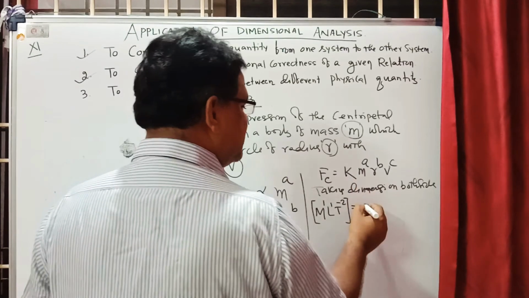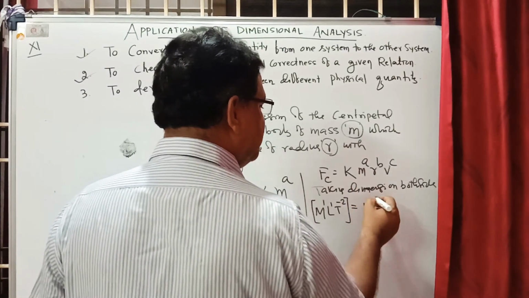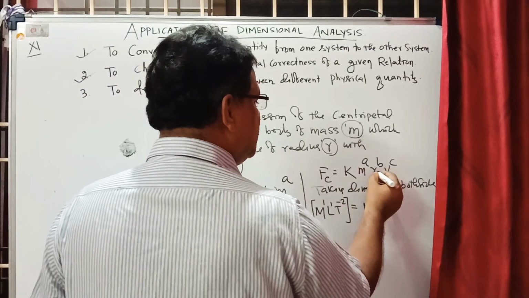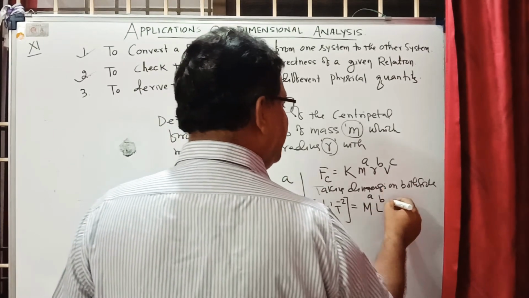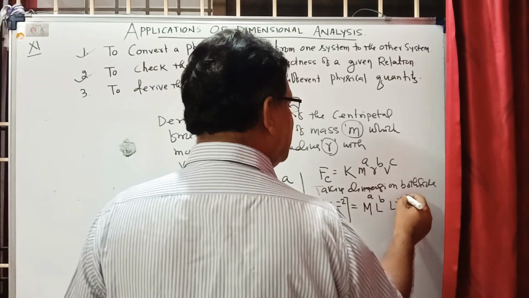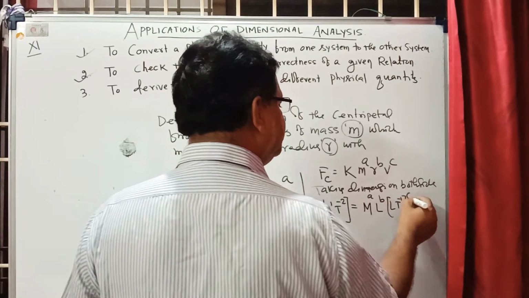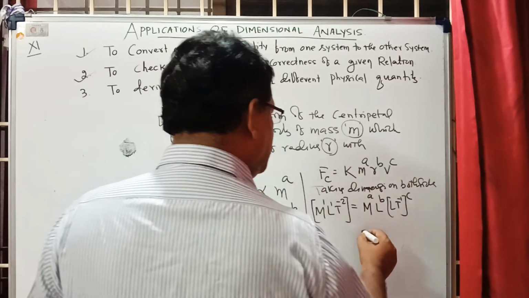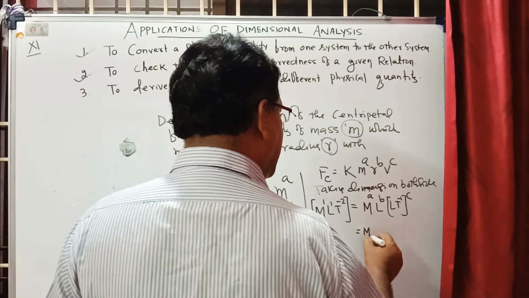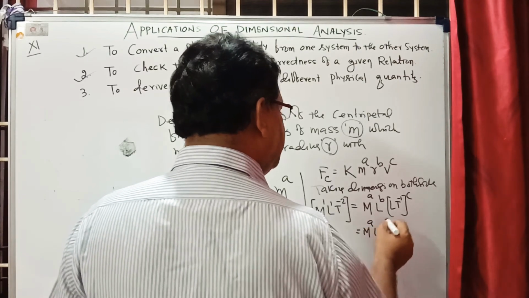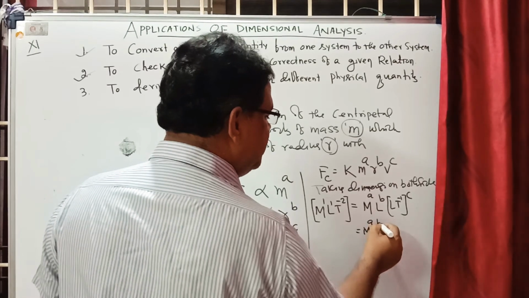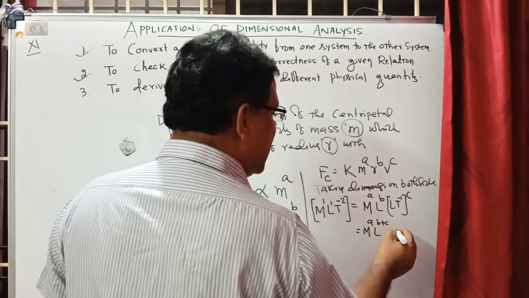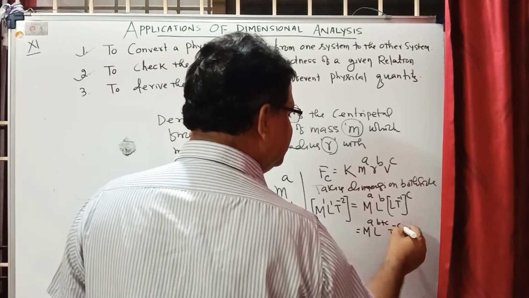What is the dimensional formula of m? M, and the power is a. And what is r? L, and the power is b. And what is v? v is L T minus 1, and the power is c. And this is equal to M to the power a, L to the power b plus c, and T to the power minus c.